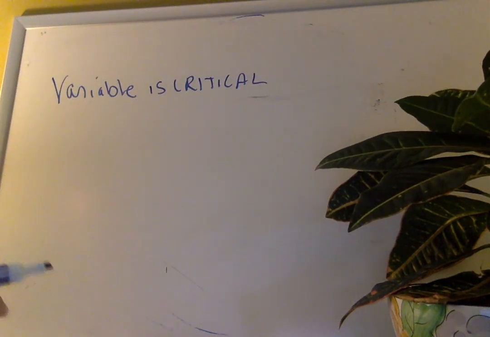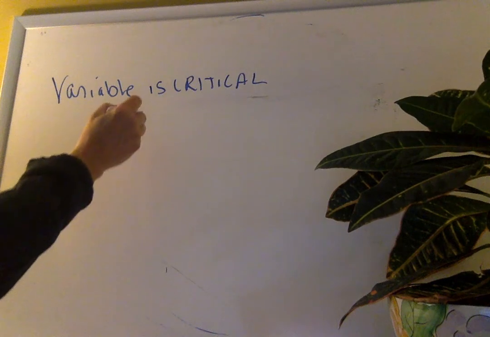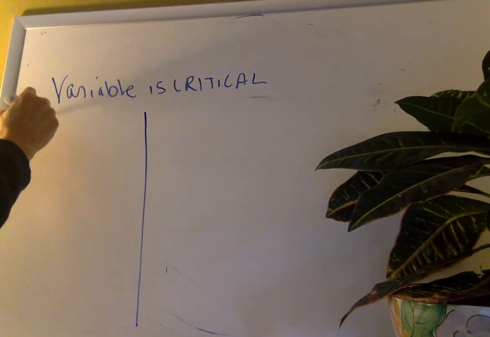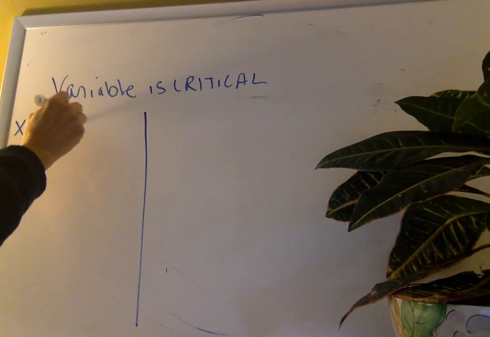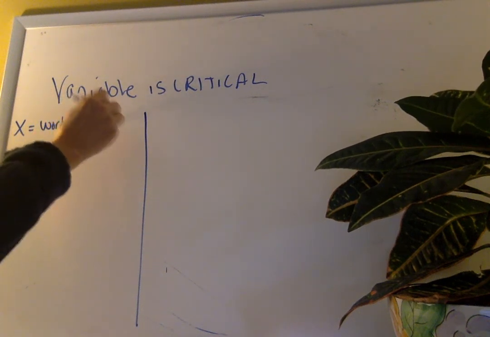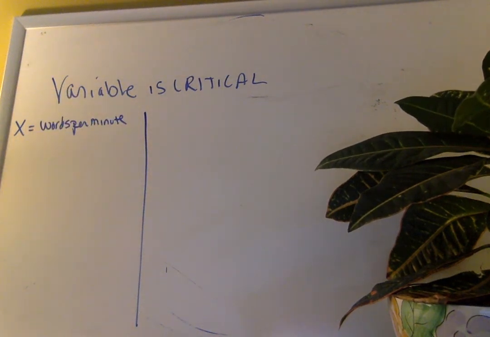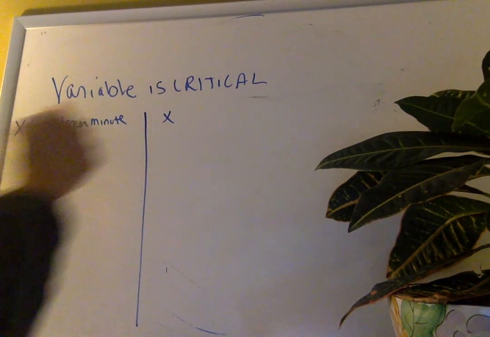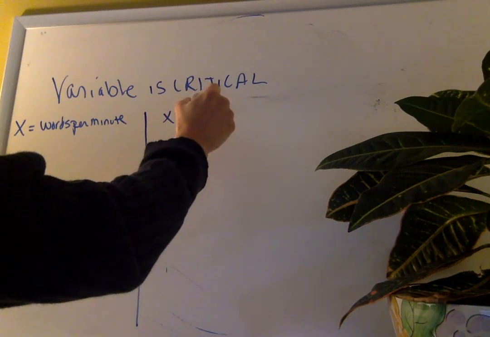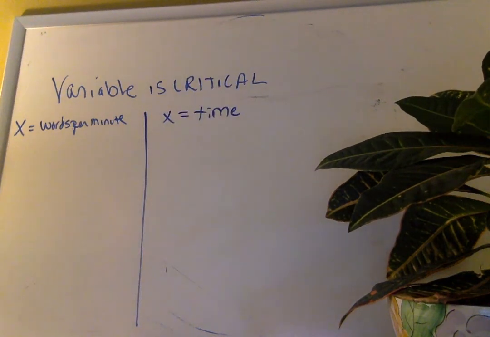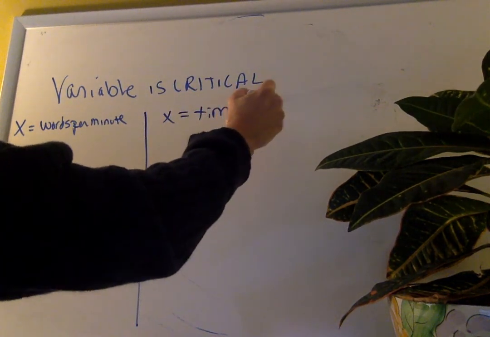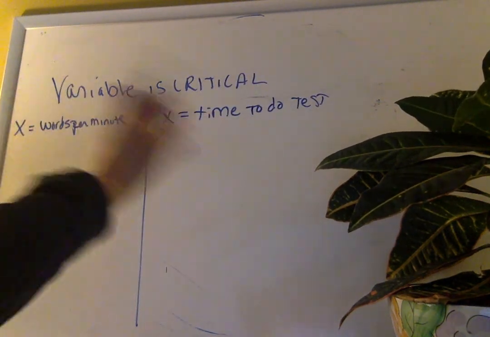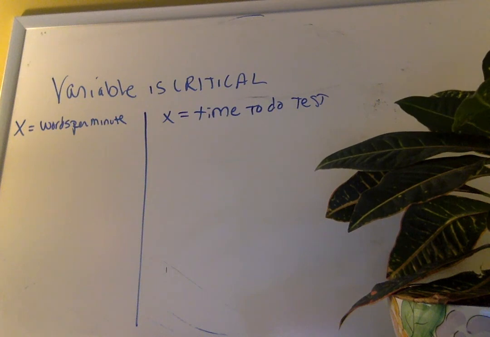So let's say, for example, I'm going to split this. Let's say over here the variable is words per minute, like if we're a typist. How many words per minute can you type? I'm a terrible typist. But let's say there's a different word problem and its variable is how long did it take you to do the test? The time to do the test. Okay? Two very different variables.